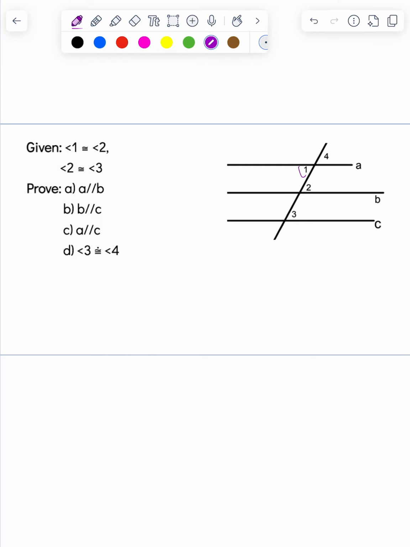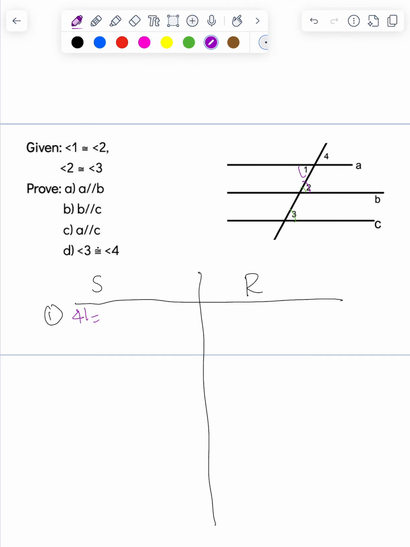Here we're given that angle 1 is congruent to angle 2, and angle 2 is congruent to angle 3. Let me start making my statement reason chart. I'm just going to write S for statement and R for reason to save some space. So we have that angle 1 is congruent to angle 2, and angle 2 is congruent to angle 3, and both of these are given. So already from the givens, I can see that since angle 1 and angle 3 are both congruent to the same angle 2, they have to be congruent to each other. And that is by the transitive property.